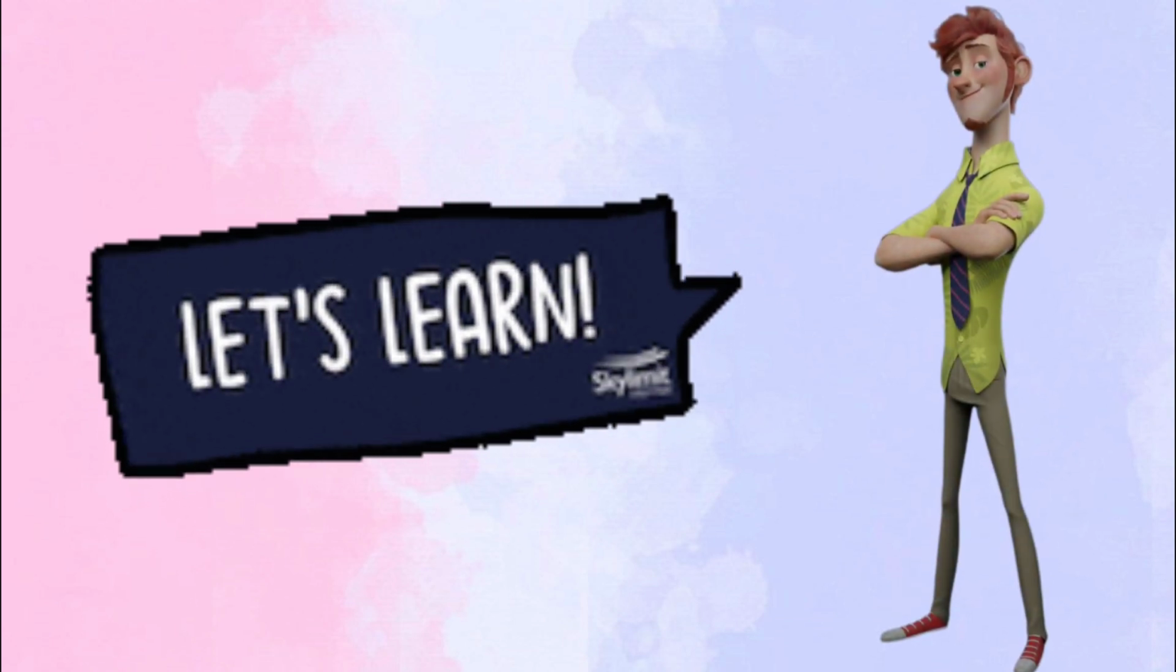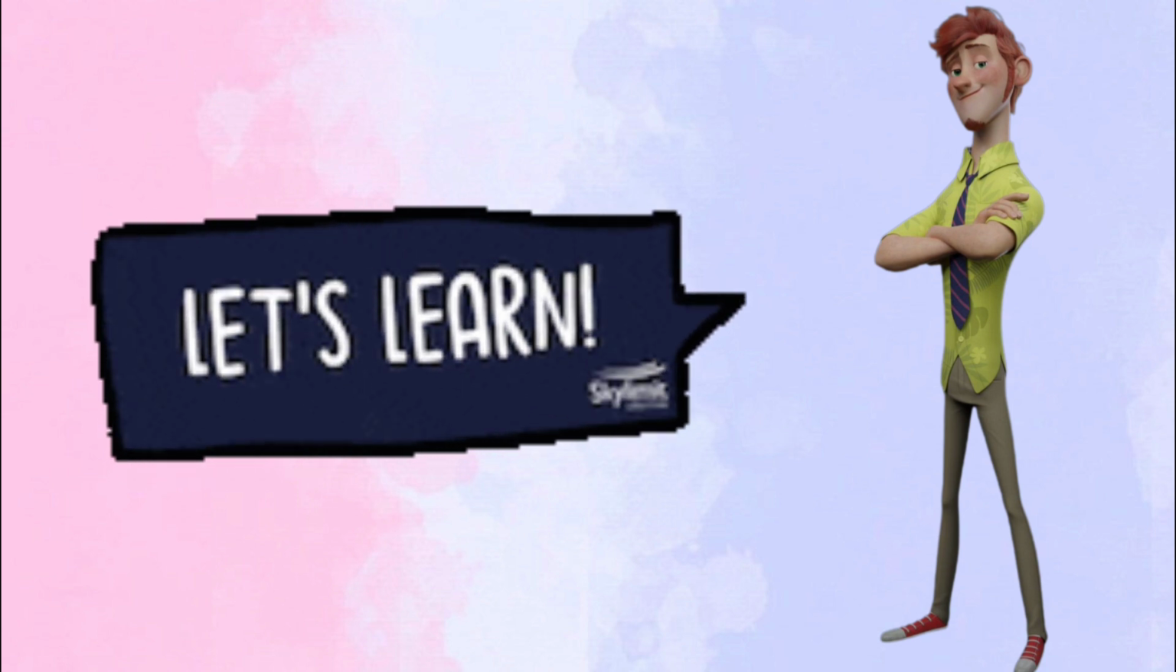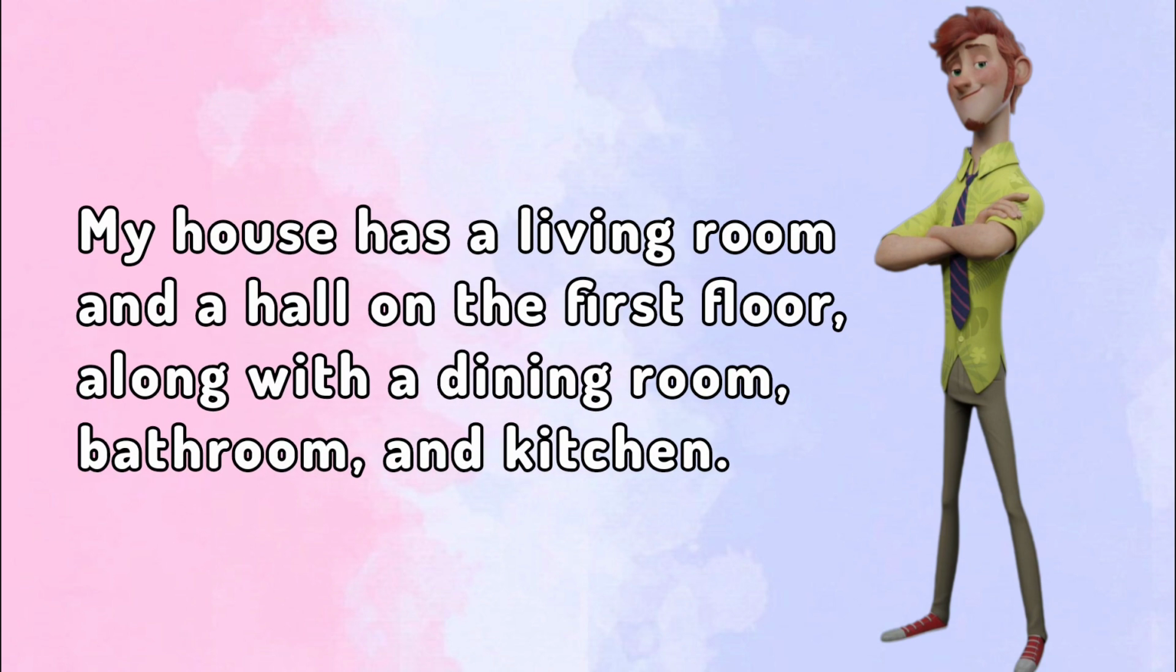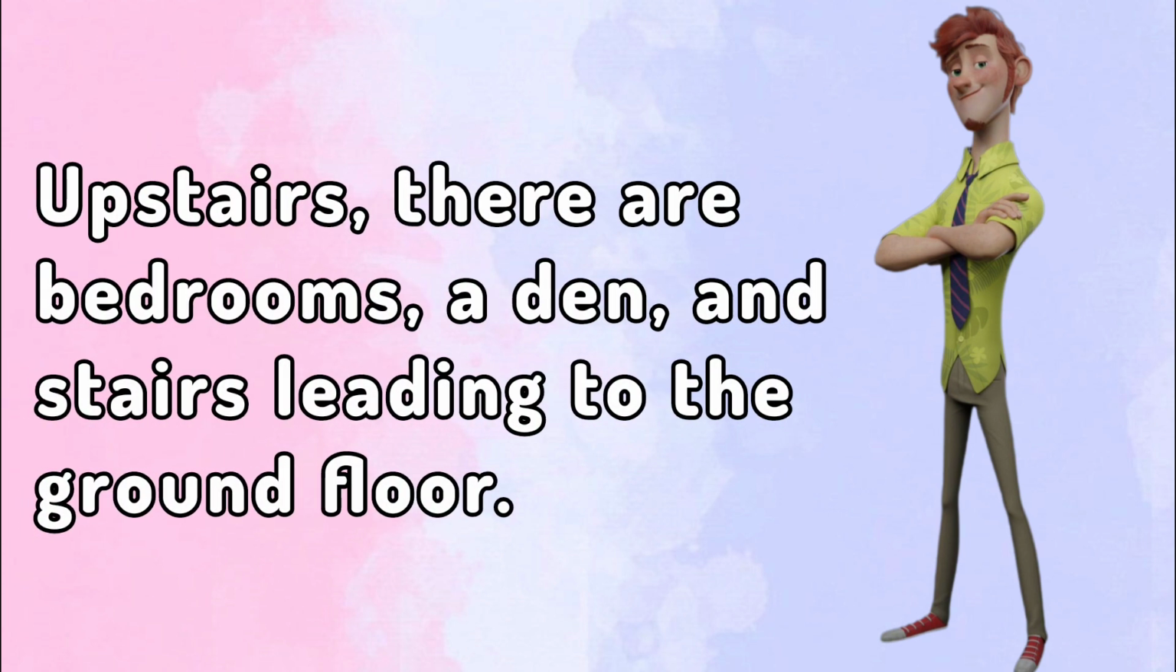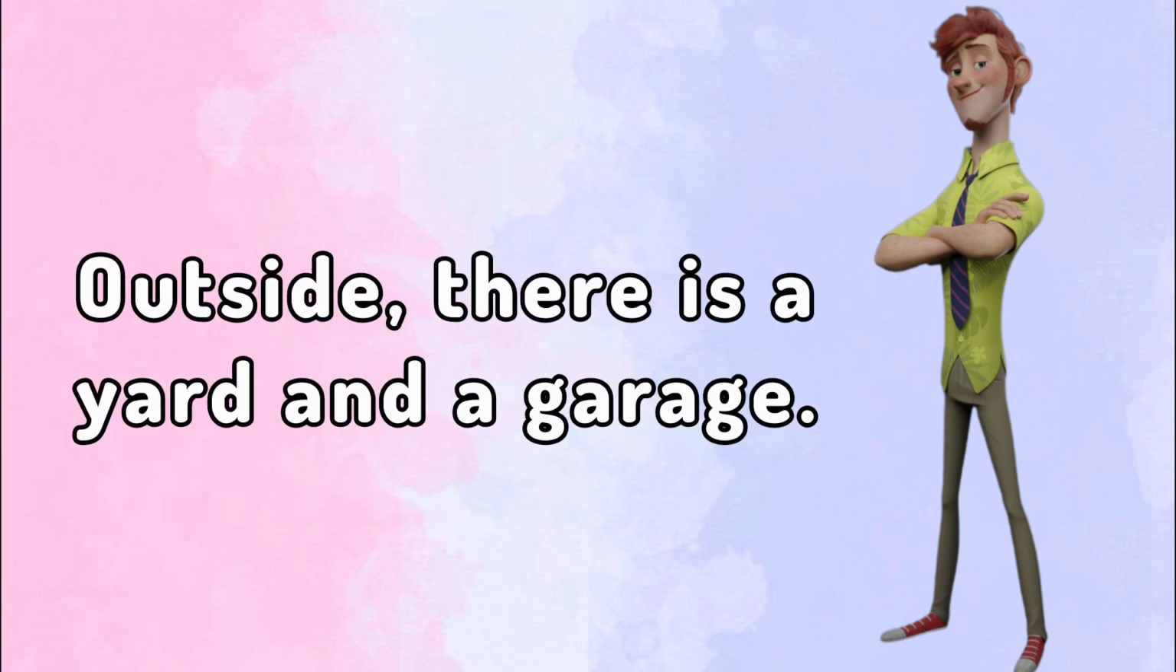Listen to Jack. Jack, please talk about your house. My house has a living room and a hall on the first floor, along with a dining room, bathroom, and kitchen. Upstairs, there are bedrooms, a den, and stairs leading to the ground floor. Outside, there is a yard and a garage.